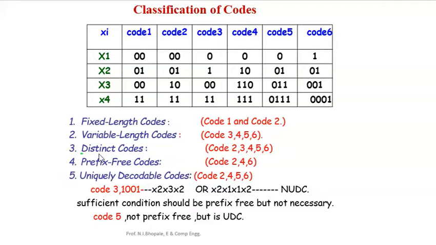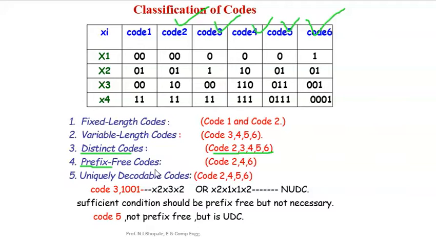Let's discuss what is meant by the distinct codes. Here codes 2, 3, 4, 5, 6 are nothing but the distinct codes. None of the message related code words are repeated. That's why these are called distinct codes.